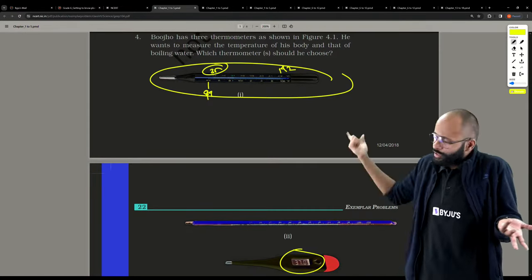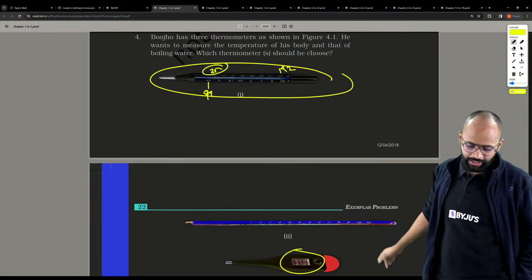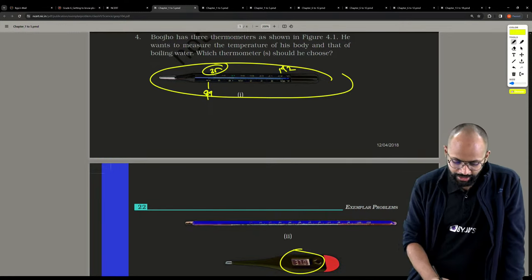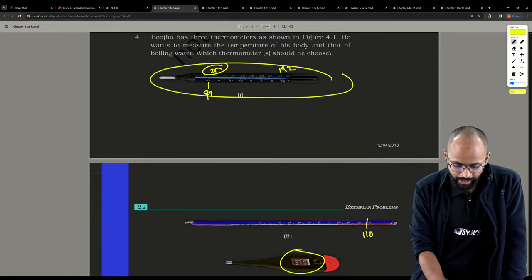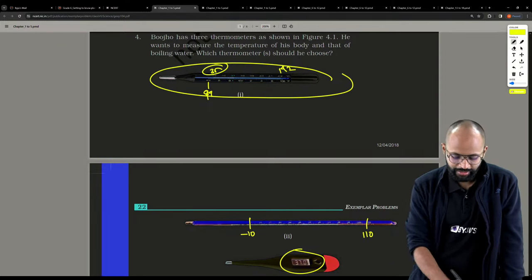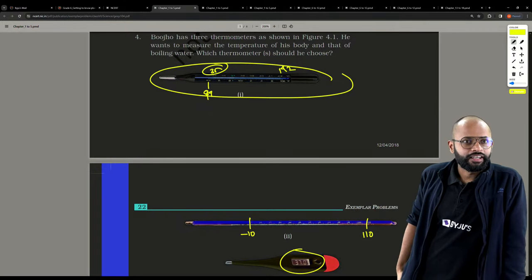So you can use the first one and the third one for measuring body temperature. For the second one, look at the range. Sir, this is going up to 110, starting from minus 10.